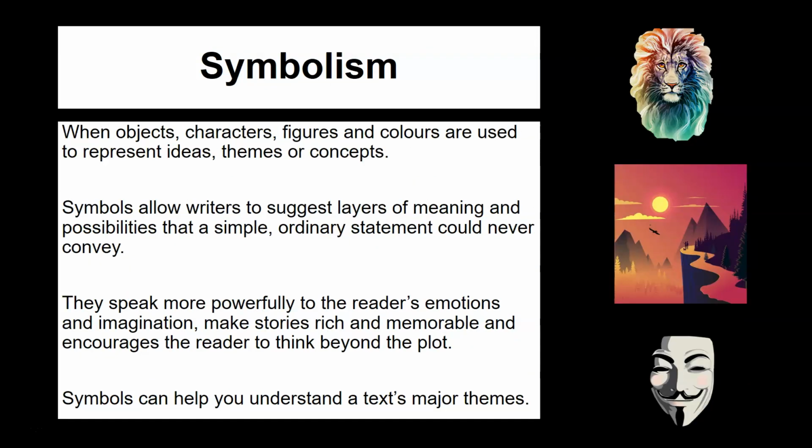A simple example is of symbolism, whereby objects, characters, figures, and even colors are used to represent more than their literal selves. A great example is a lion representing pride, a sunset representing the end of an era, or even, if it was to rise, a new beginning, or something like a mask representing a hidden identity. So please consider what symbols might be used and represented within a text which reappear more than once and what they mean in relation to the themes of the text.